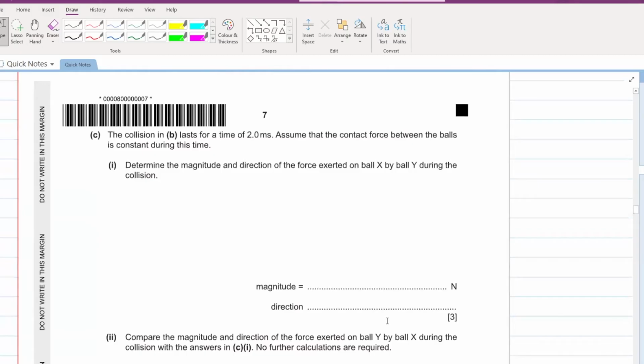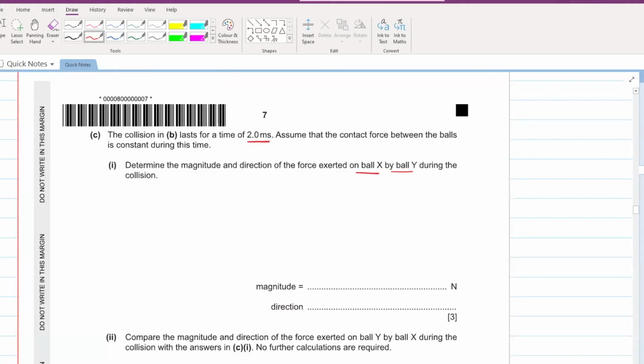Let's further move ahead. The collision in B lasts for a total time of 2 milliseconds. Assume that the contact force between the balls during this collision is constant. Determine the magnitude and direction of the force exerted on ball X by ball Y during the collision. So you have to calculate the force. How are you going to calculate the force?